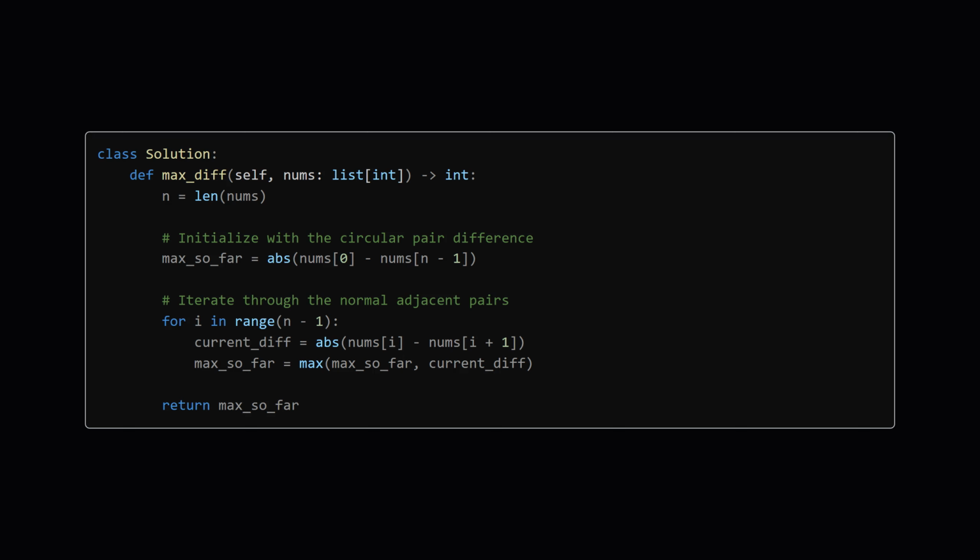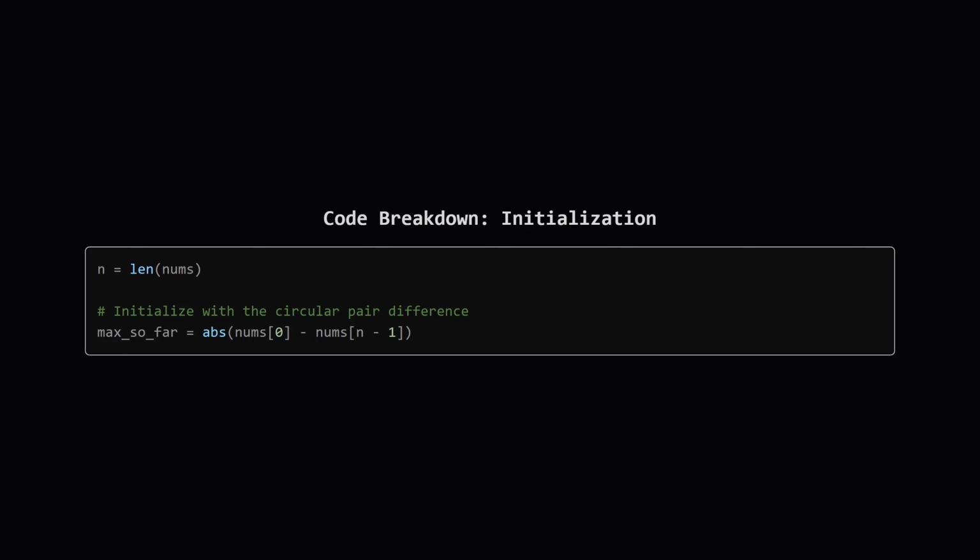Here's what that plan looks like in Python. Don't worry if it looks a bit dense at first. We're about to break it down into smaller, simpler parts. First things first, we get the length of the list and store it. Then, we create a variable to hold our answer, which we can call max so far. We give it an initial value by calculating the absolute difference between the very first element, at index 0, and the very last element. This handles our circular case right at the start.